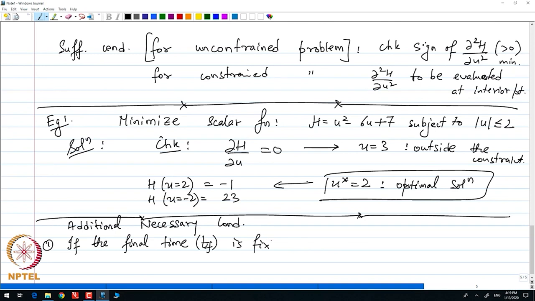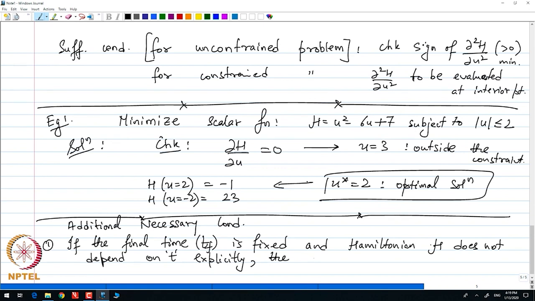Okay. So if the final time tf is fixed and the Hamiltonian h does not depend on t explicitly, then h of x star, u star, lambda star is equal to a constant, right. And this is for all t in t0 to tf. Now students should immediately recognize this additional necessary condition as our version of the Beltrami identity, because if the Hamiltonian is independent of the independent variable, then the Hamiltonian becomes a constant, right. So this is nothing but the Beltrami identity.